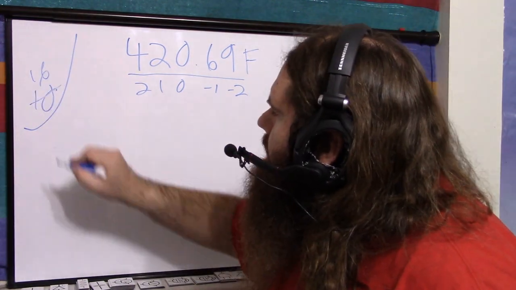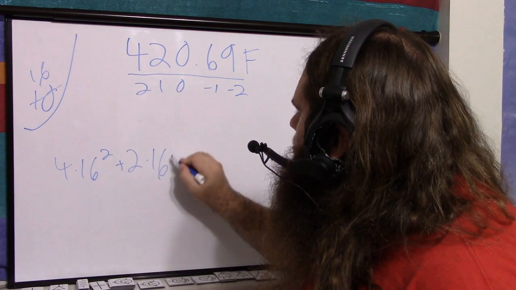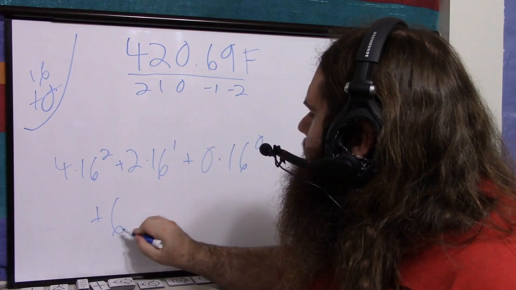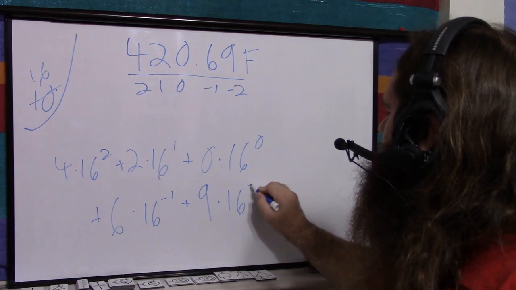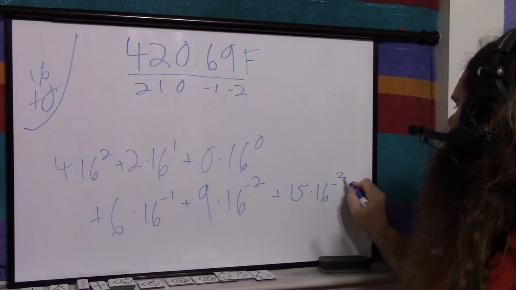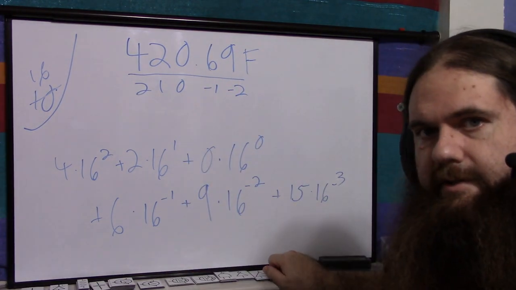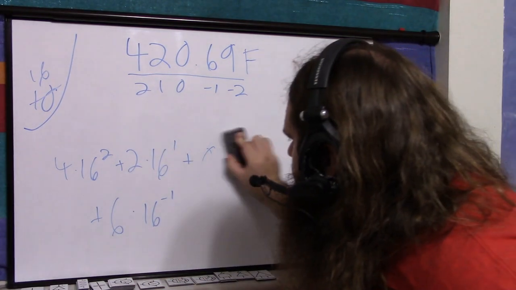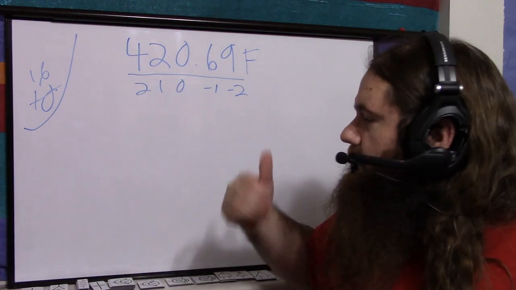We're in base 16. So it'd be 4 times 16 to the 2 plus 2 times 16 to the 1 plus 0 times 16 to the 0 plus 6 times 16 to the minus 1 plus 9 times 16 to the minus 2 plus 15 times 16 to the minus 3. So it's the same thing. We're just using positional notation to write out all of this nonsense in a way that's very easy to manipulate.